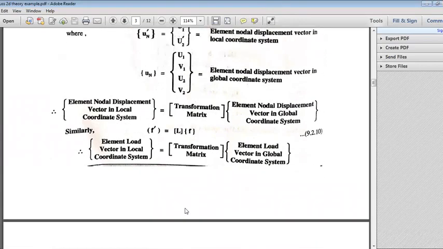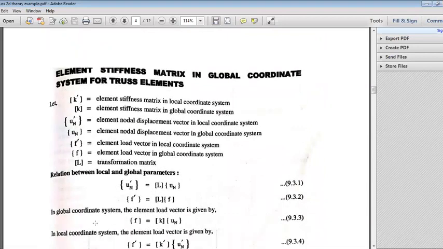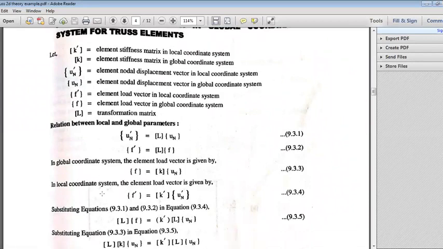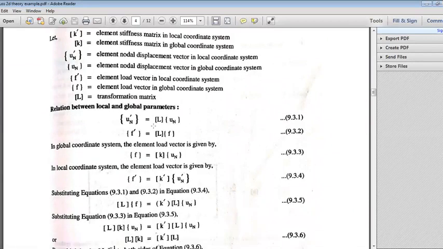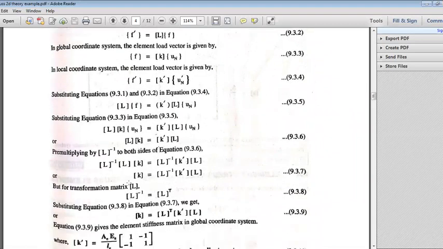Same things we have done in the 1D problem, right? Now the element stiffness matrix in the global coordinate system for the truss element. How to generate a particular element-wise matrix? Same way, U is equal to L. Compared to the global stiffness matrix, you have to write this L transformation matrix into F. Same method, element stiffness matrix small k n.